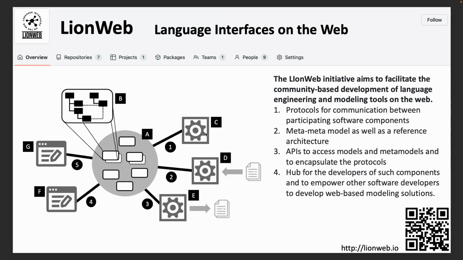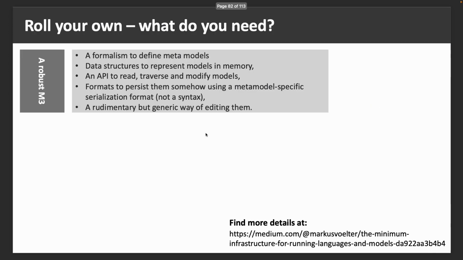And then there is LionWeb, which is an open source initiative by some of the people involved in some of the previously mentioned tools, which aims at developing the necessary protocols and interfaces to have repositories and editors and validators and other building blocks for such a language-based environment to interoperate. So worth checking out. So if you want to roll your own, if you don't want to use any of these tools, what do you have to do?